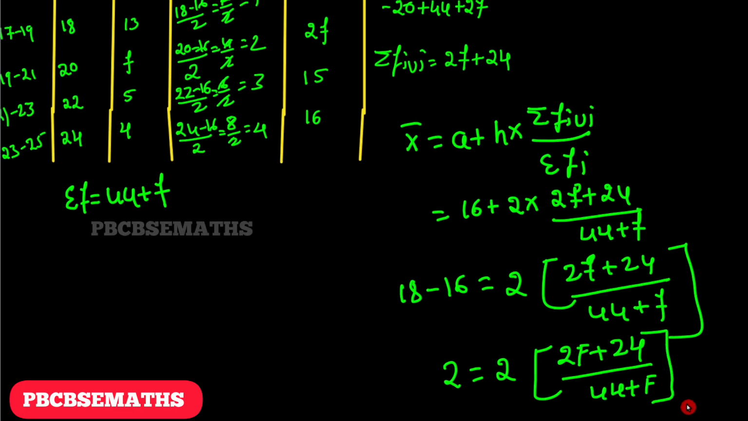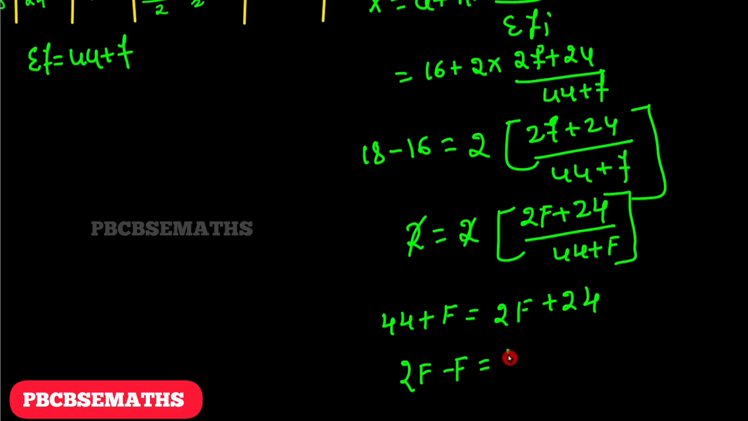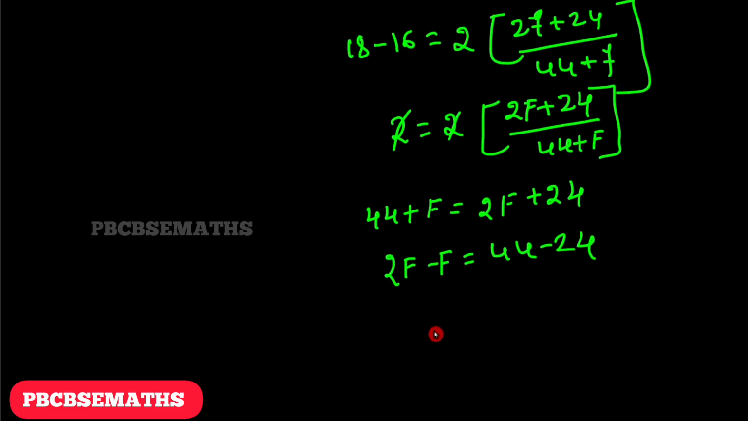Now let's simplify this. We can cancel this 2 and this 2 on either side of the equal sign. Then we will shift this 44 plus f to the other side. So 44 plus f is equal to 2f plus 24. Now let's shift this f to this side and 24 to that side. Then we have 2f minus f is equal to 44 minus 24. Then we have the value of f as 44 minus 24, which is 20.